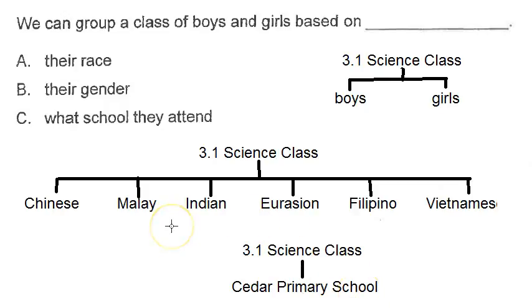So think about it, right? Of A, B, and C, I believe when you classify something, you need to put them into separate groups, and you can put them into separate groups according to their race. You can put them into separate groups according to their gender, but you can't put them into separate groups when you put them into what school they attend, because they all belong to the same school.